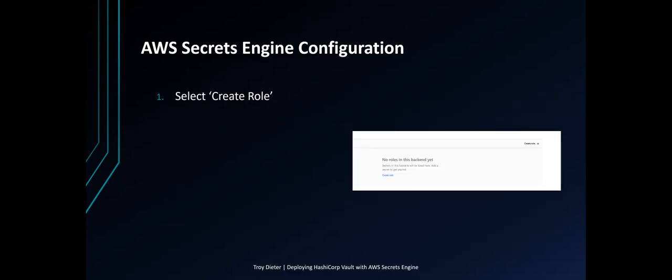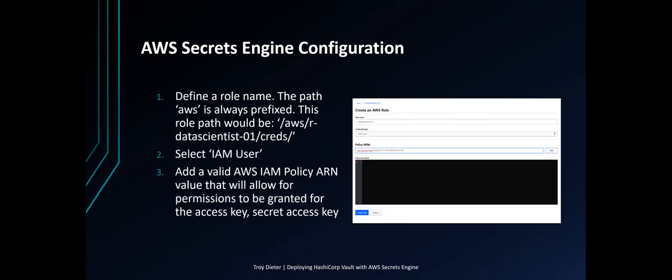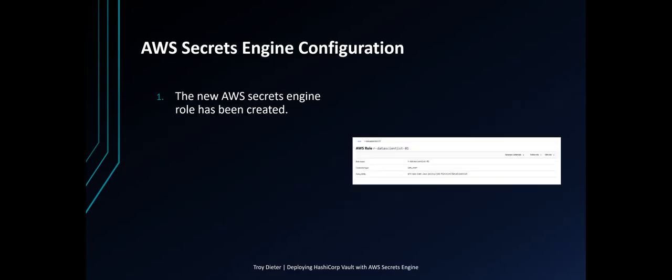Next, in the AWS Secrets Engine that you've just created, select Create Role. Define a role name. The path AWS will always be prefixed. This role path would be, in the example, /AWS/roles/data-scientist-01/cred/. Select IAM user and a valid AWS Identity Access Management Policy ARN, Amazon Resource Name, value that will allow for permissions to be granted for the access key and secret access key.